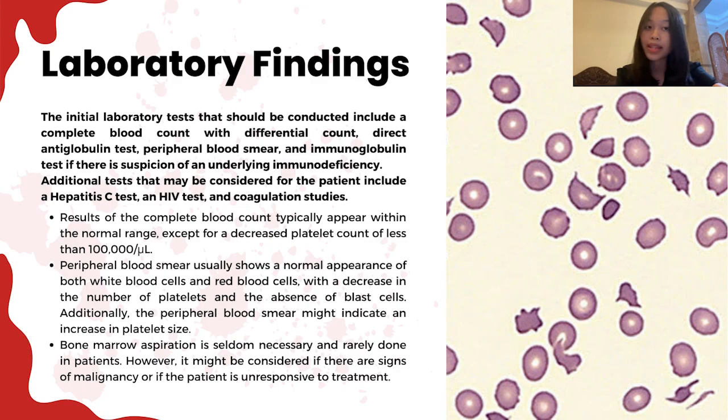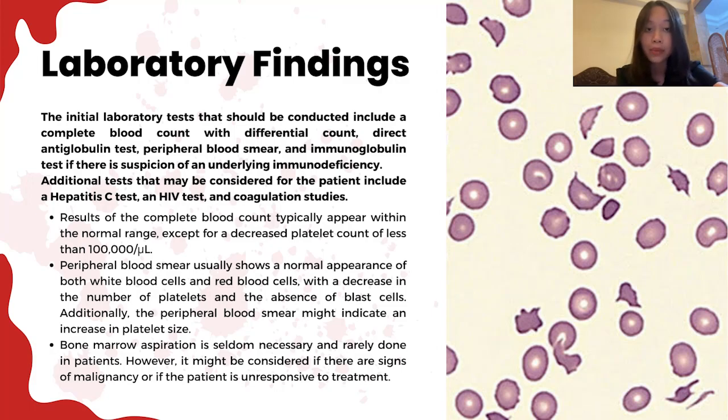Now I will explain about laboratory findings. The initial laboratory tests that should be conducted include a complete blood count with differential count, direct antiglobulin test, peripheral blood smear, and antiglobulin test if there is suspicion of an underlying immunodeficiency. Additional tests that may be considered for the patients include a hepatitis C test, an HIV test, and coagulation studies.